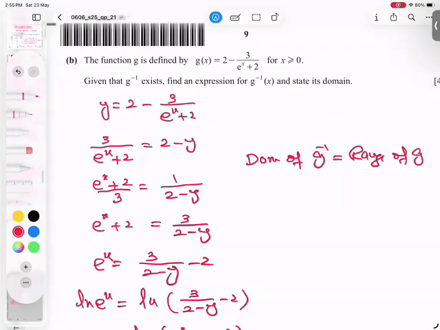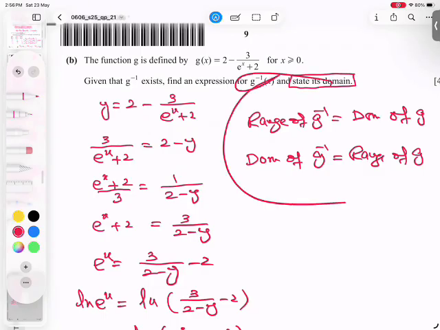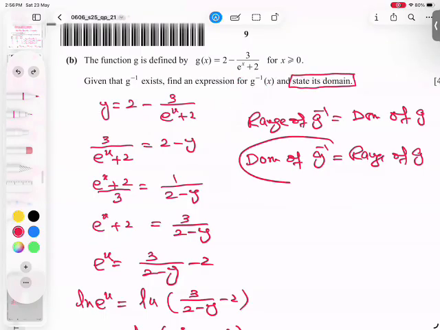Another rule we have. What is that rule? The range of g inverse is the domain of g. So right now, we are looking for the domain of what? The domain of g inverse. It depends upon the range of the function. And what is the range of the function? Let's try to find the range.